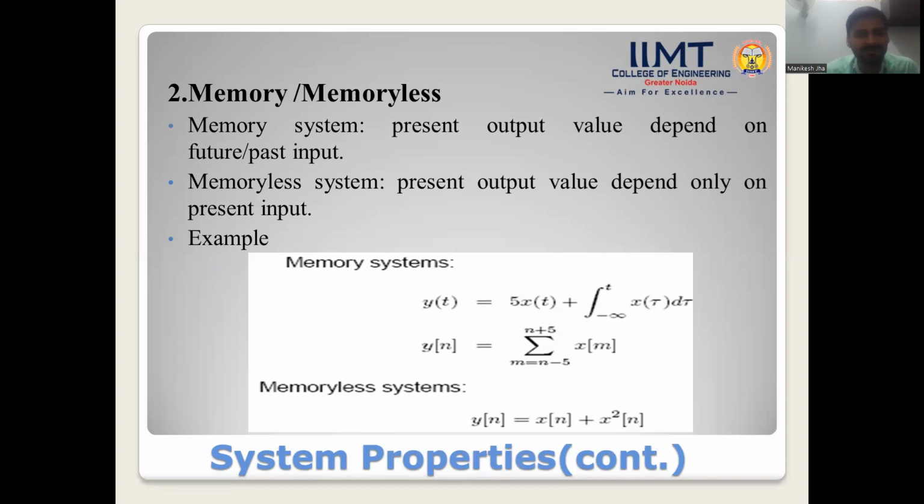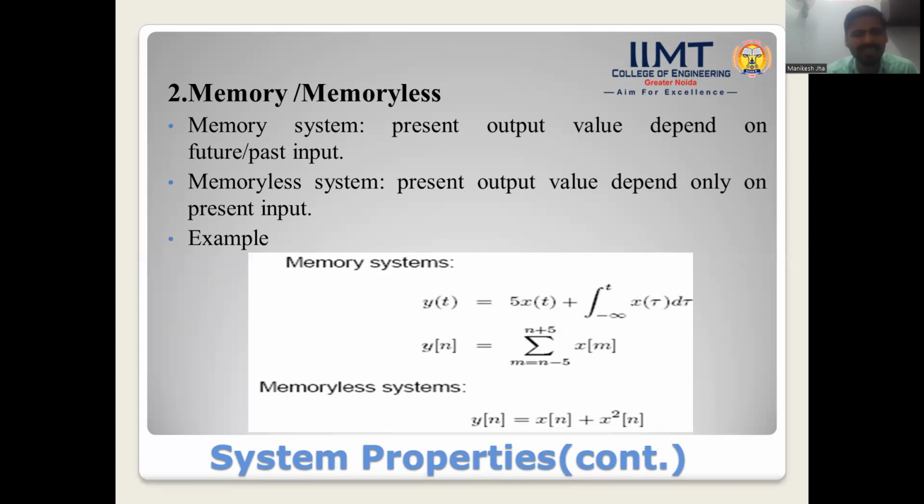And a memoryless system is one where the present output depends only on the present input. Then we say that this is a memoryless system. It doesn't depend on the future or past value. So this is the memoryless system. It always operates on the present values.